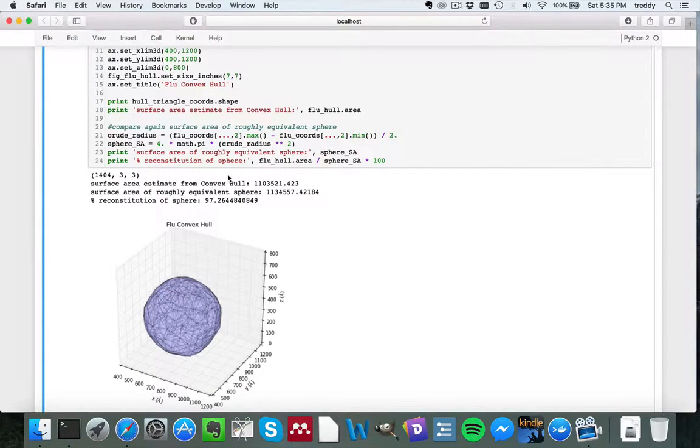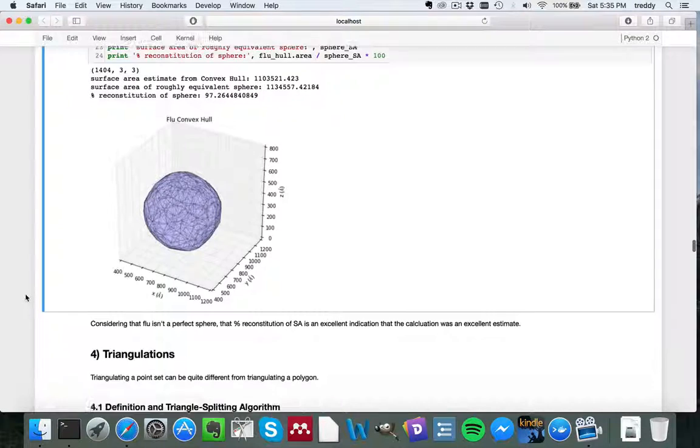And as you can see here, it's about 97% reconstitution, and indeed there are a number of invaginations on the surface of the virus. So it looks like a really good indicator that we're in the right ballpark for estimating the surface area of a virus.